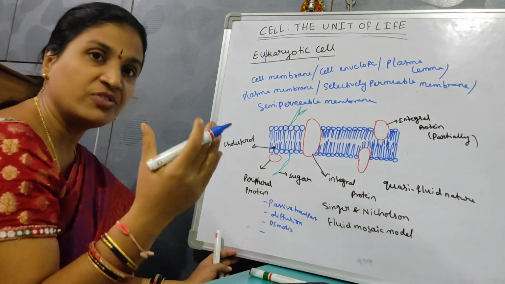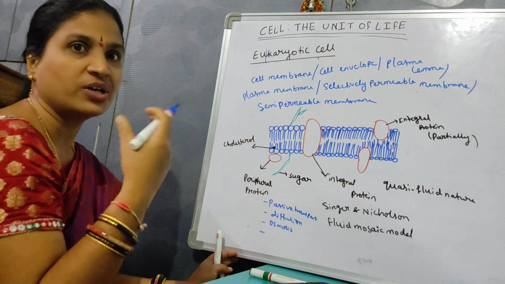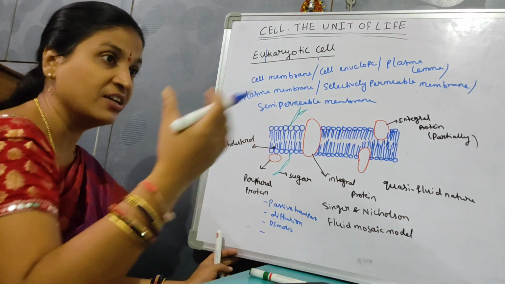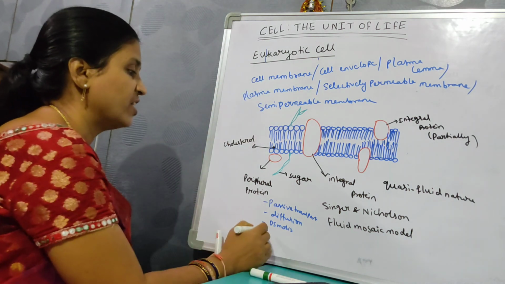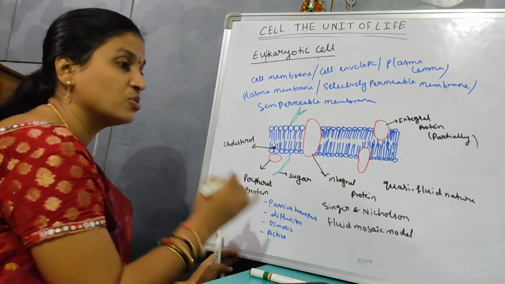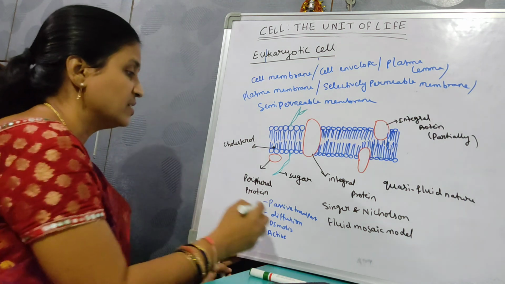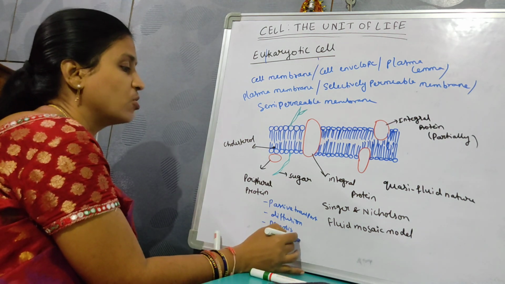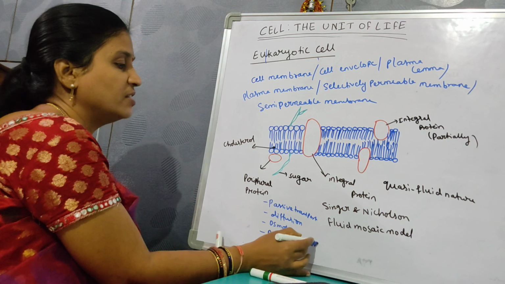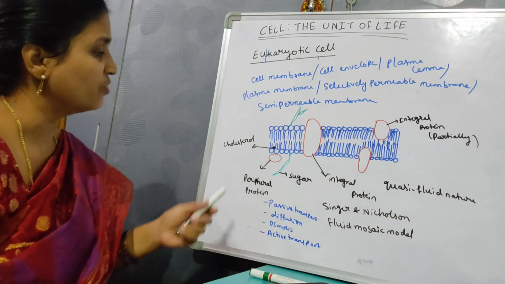Also, there is the movement of some solute particles with the help of carrier proteins or ATP involvement. Energy requirement is important here. Such transport of substances or solutes, where the requirement of energy is a must, is called active transport. So these are the functions of the cell membrane.